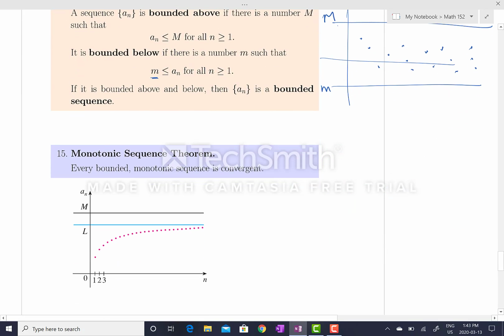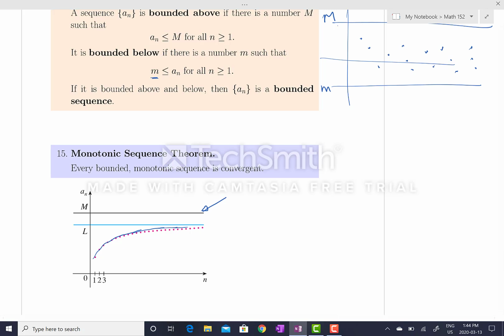Okay, coming an important theorem that we'll be able to make use of, the monotonic sequence theorem. If the sequence is bounded and it's monotonic, then it converges. In this case, a nice little example, you can see it's bounded above by some number M, and then it is steadily increasing. I mean, what else could possibly happen? It cannot get bigger than M, and it's increasing. So therefore, it has to have some sort of limit, and that is what this theorem is telling us. It is convergent, and there is some limit L.